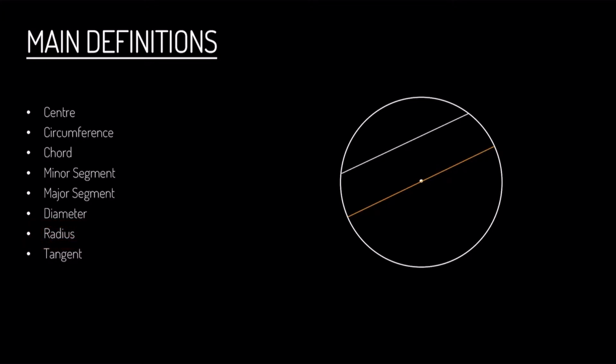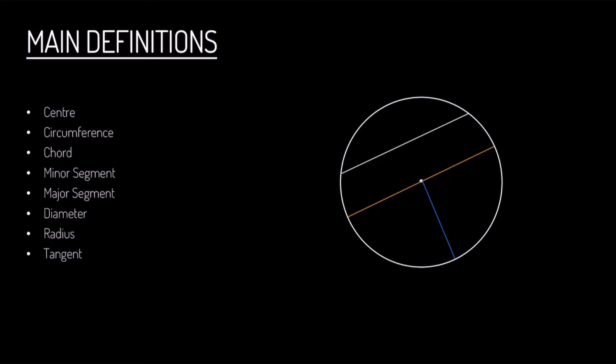A radius is just a straight line that starts from the center of a circle and touches the circumference like this. One thing to keep in mind is that a radius is always equal no matter where you are in the circle. So if we had a radius like this, it would be the same length as this. And if we had another one like this, it would all be the same length.